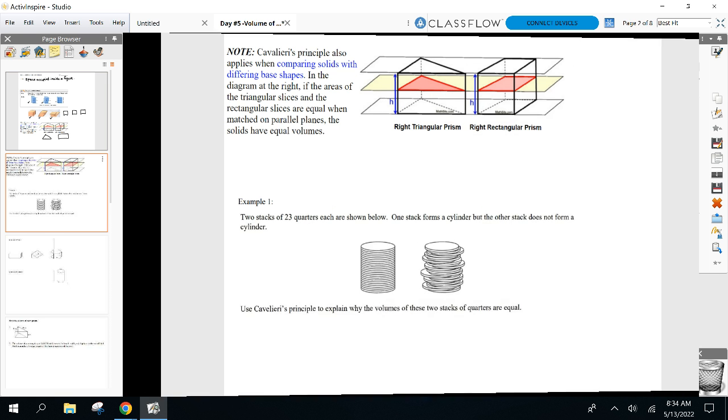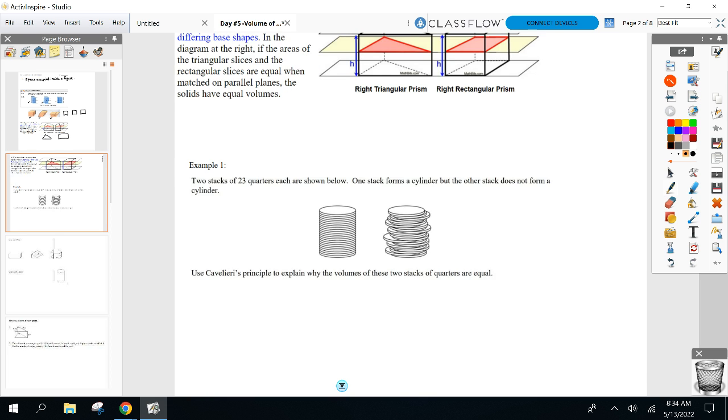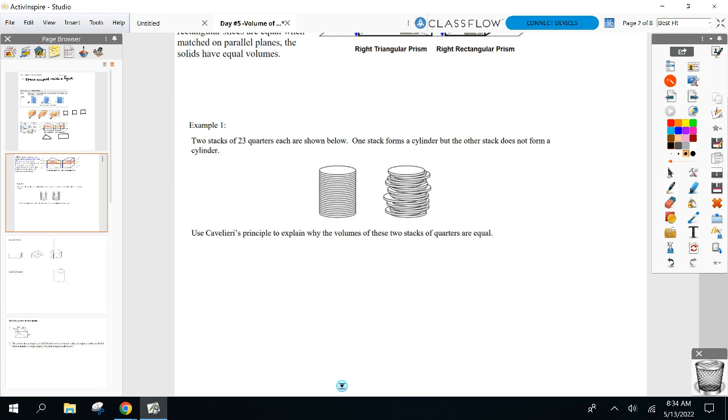Let me show you that Regents question that came up. I've got 23 quarters stacked. One is nice and neat. The other is just out of control. Using Cavalieri's principle, explain why they have the same volumes. Same volumes because, one, what do they both have? Same height.